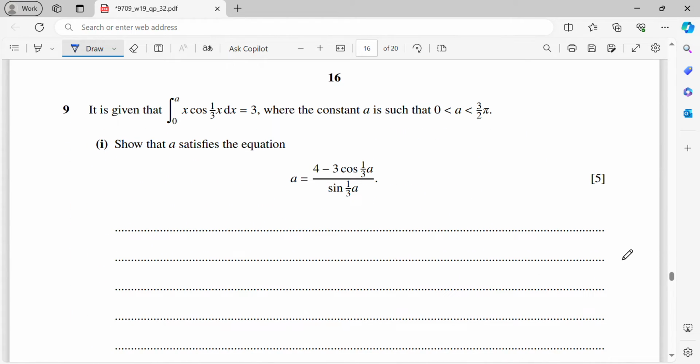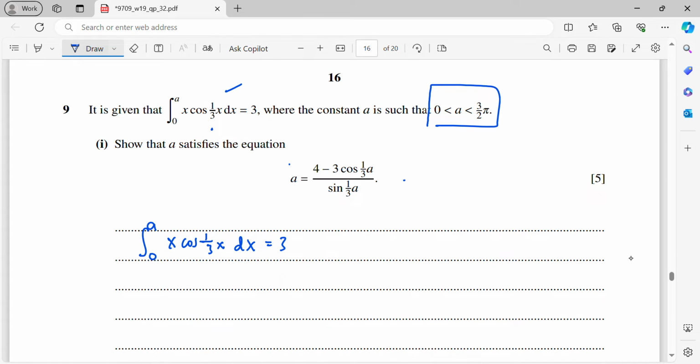Okay, now next, question number 9. Given this integration is 3, where a is between 0 and 3 over 2 pi, show that a satisfies this equation. Okay, so now that means we need to integrate first, otherwise you won't get the a. So integrate from 0 to a, x cos (1 over 3 x) dx equals 3.